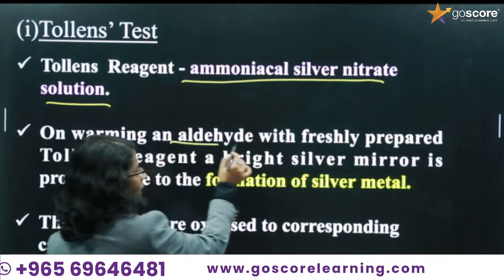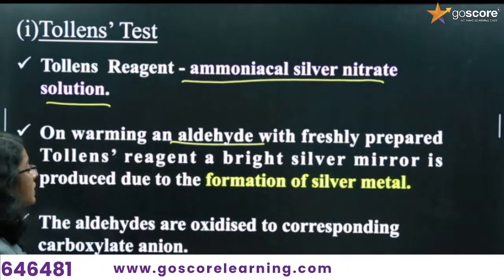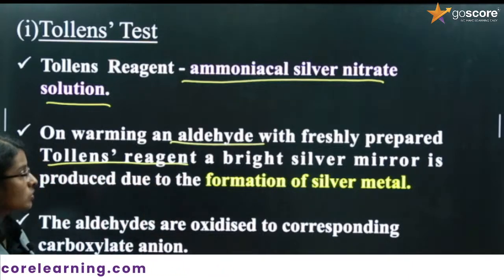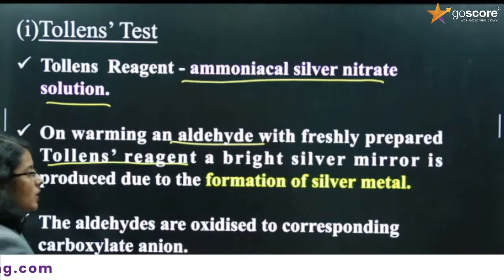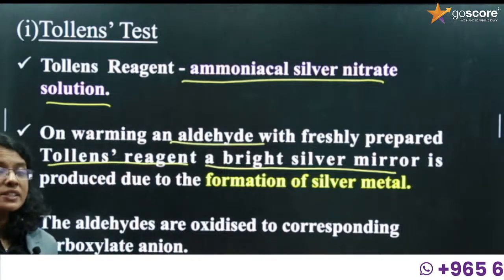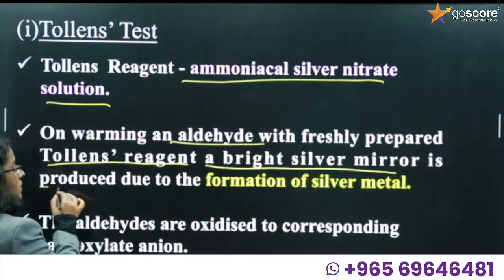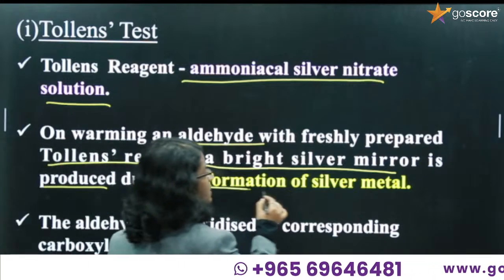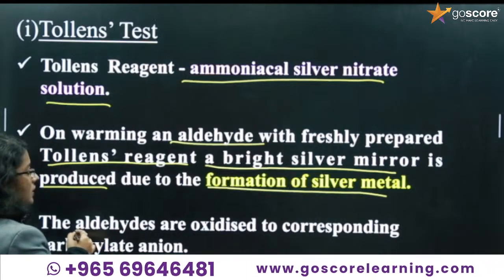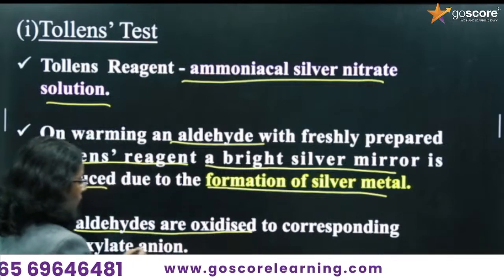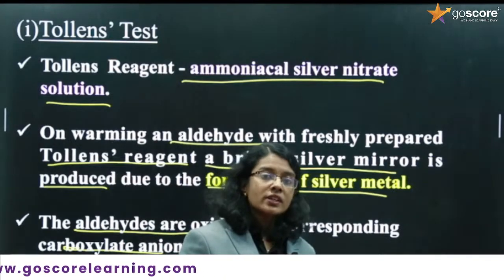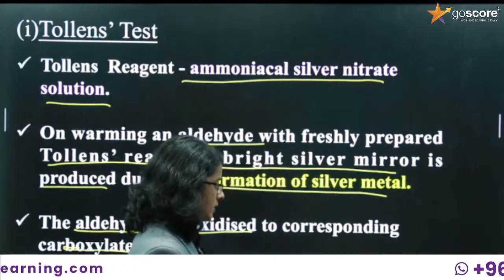On warming aldehyde with freshly prepared ammoniacal silver nitrate solution, that is Tollens' reagent, we will get a bright silver mirror. The bright silver mirror is produced due to the formation of silver metal. And the aldehydes are oxidized to the corresponding carboxylate ion.